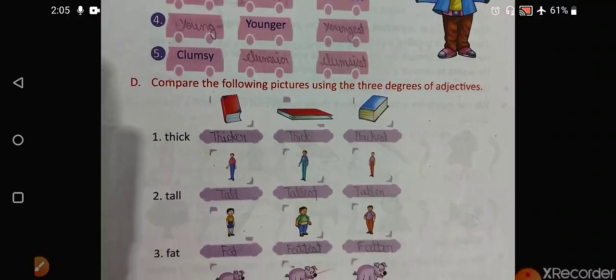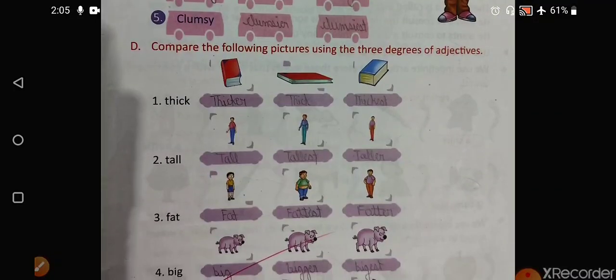Next is compare the following pictures using the three degrees of adjectives. We have to write the three degrees of the adjectives. So thick, thicker, thickest. Here what we have to do is look at the picture first and then write. We have to compare in these three only.